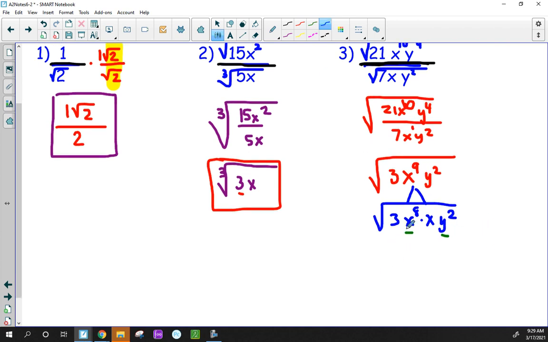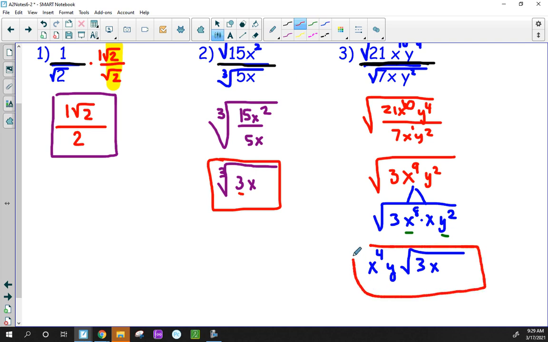And to finalize this, the square root of x to the 8th is x to the 8th divided by 2, or 4, x to the 4th. And the square root of y squared is y to the 1st. And we have the radical and 3 and x left underneath. So this is the simplified radical answer.